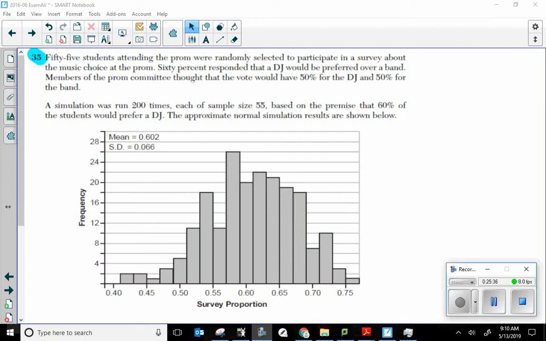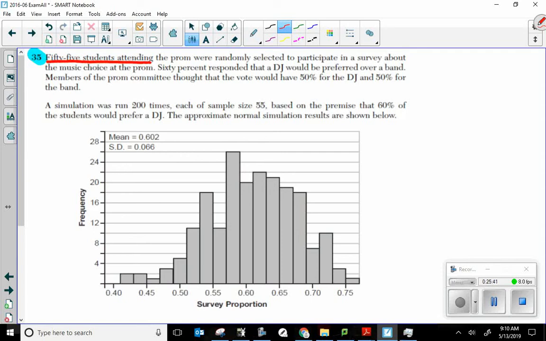Now, the 55 students they asked, that wasn't everybody. They just took a sample, and 60% preferred a DJ. And then they thought, well, if we ask everybody, not just these 55, we might get a 50-50 split. So what they do is this. They run a simulation 200 times. Each one of those 200 simulations, they take a sample size of 55 students, just like they actually did, based on the premise that 60% of the students would prefer a DJ. The approximate normal simulation results are shown below.